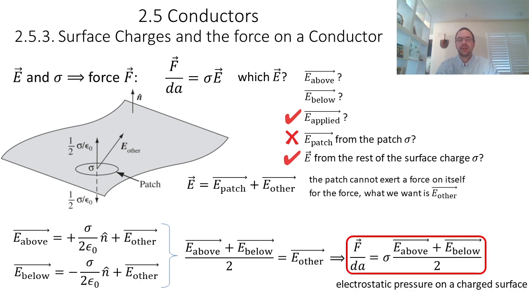And so in the end, we can write the force per unit surface, F over dA, is equal to sigma times E above plus E below over 2. The force per unit surface has the unit of pressure, so it is called the electrostatic pressure. If you have a charged surface, there is an electrostatic pressure that applies to this surface, which is given by this formula.